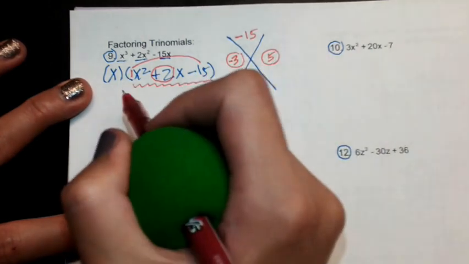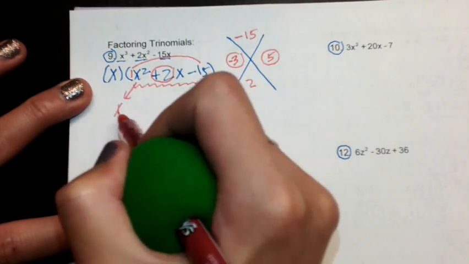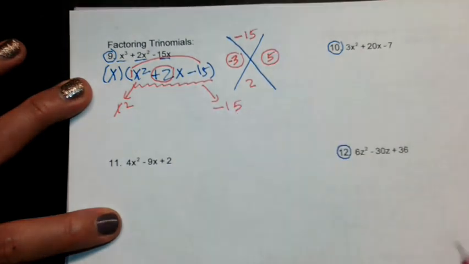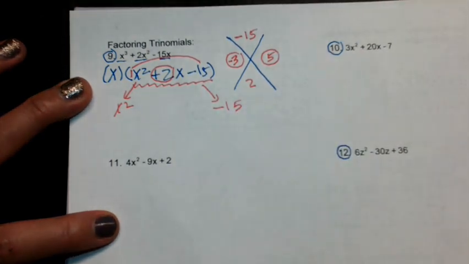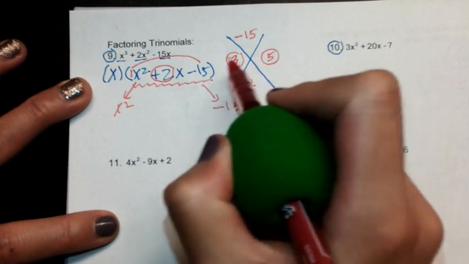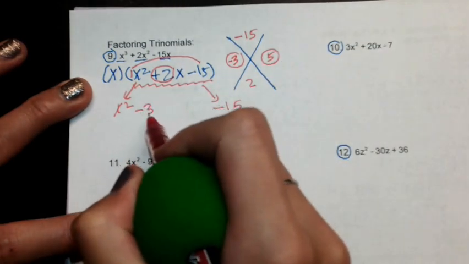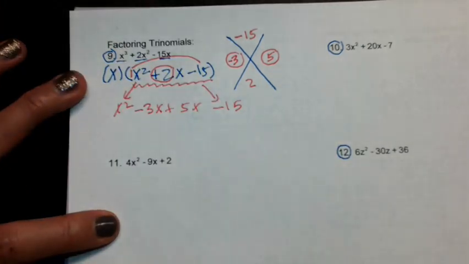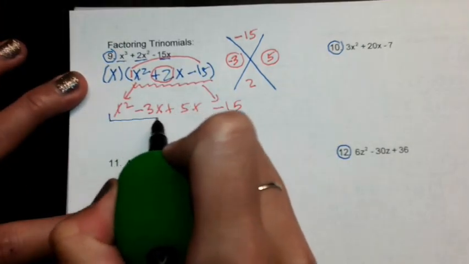So you keep your first one, x squared. And you keep the last one, minus 15. Draw the arrow just like mine so you know where the numbers are coming from. And then what we found right here is what goes in between. Minus 3x plus 5x. And then we're going to group it just like the previous page.